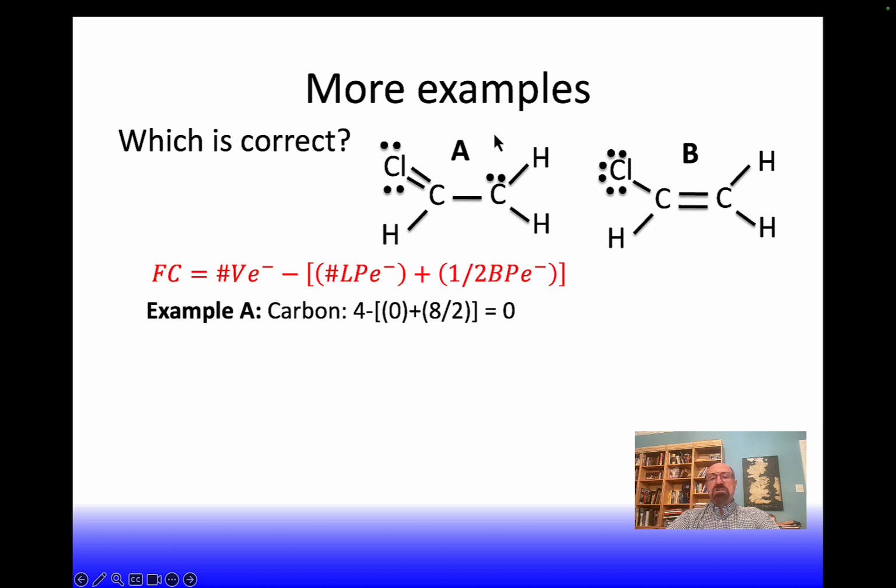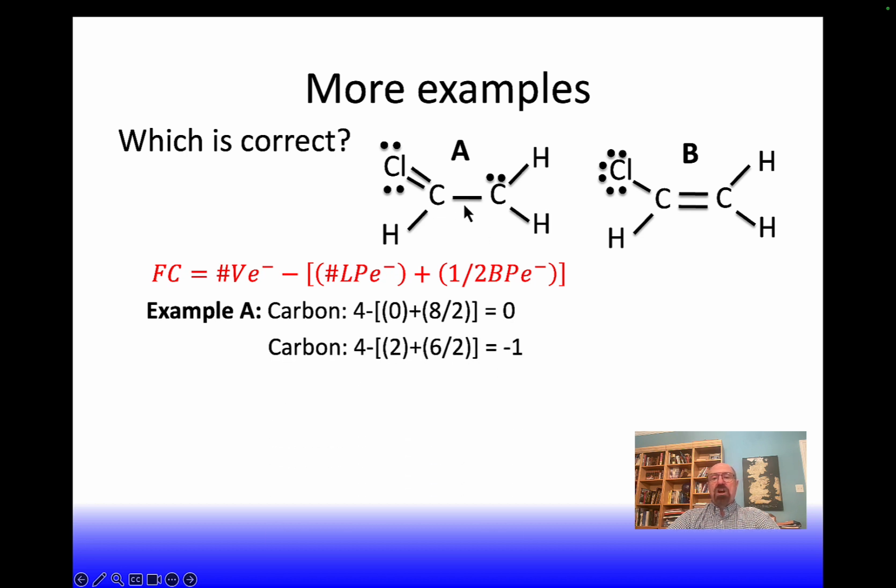So we have to do the formal charge for every atom in the molecule. If we look at carbon, this carbon here has got 4 bonded pairs to it. That's 8 electrons. The bonded pairs count half, so that's 4. It has no lone pairs. 4 minus 4 is 0. That's good for this one.